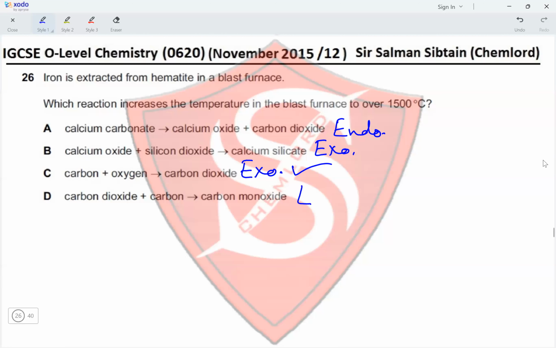And the last one is carbon dioxide plus carbon gives carbon monoxide. Formation of carbon monoxide is an endothermic reaction. So this will not give off heat. It will require heat. So it will not raise the temperatures of the furnace to over 1500 degrees Celsius. So this makes option C the correct option for this question.